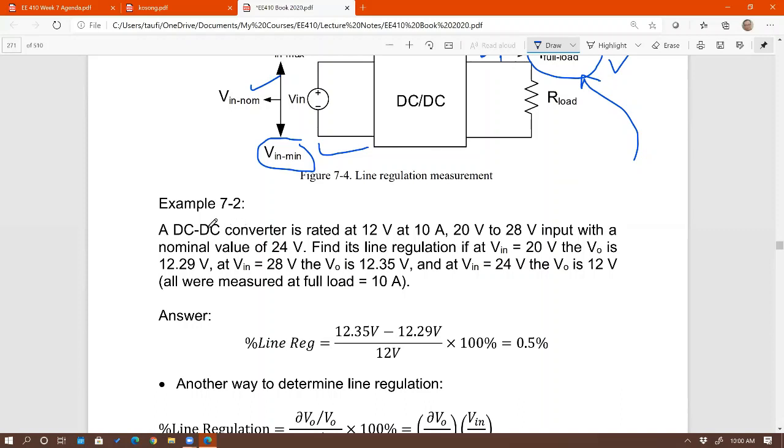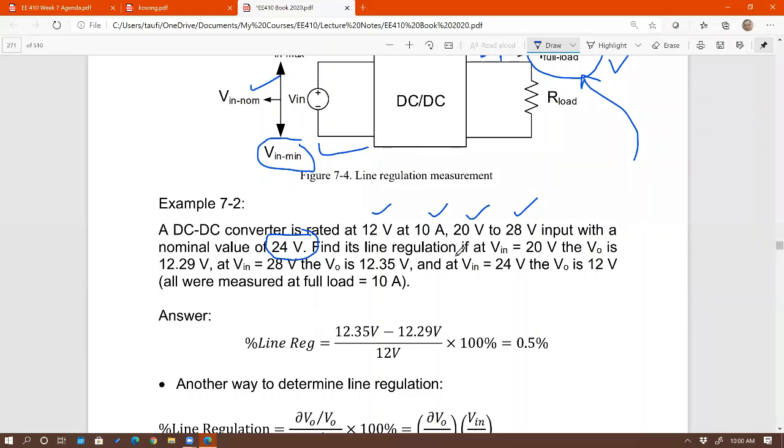Here's an example. A DC to DC converter is rated at 12 volts at 10 amps. That's full load right there, 10 amps. 20 volts to 28 volt input. So you can see that this DC to DC converter is designed to take in input voltage from 20 volts to 28 volts. Output voltage is 12 volts. Remember: output voltage 12 volts, output current 10 amps max, input voltage from 20 to 28 with a nominal value of 24 volts. So we have 3 numbers already: V in min, V in max, V in nominal.